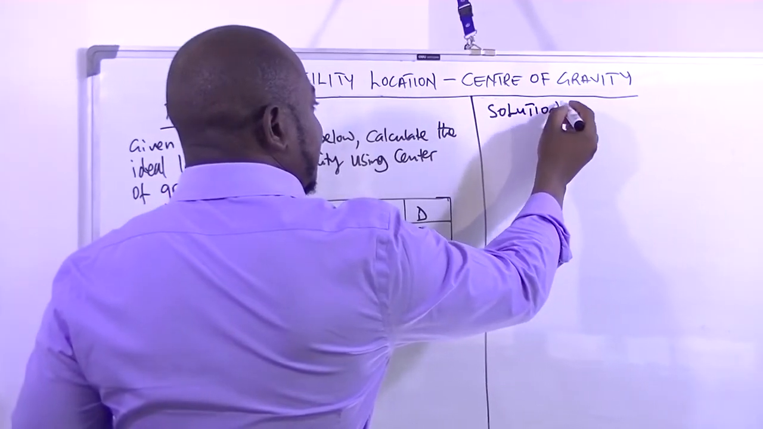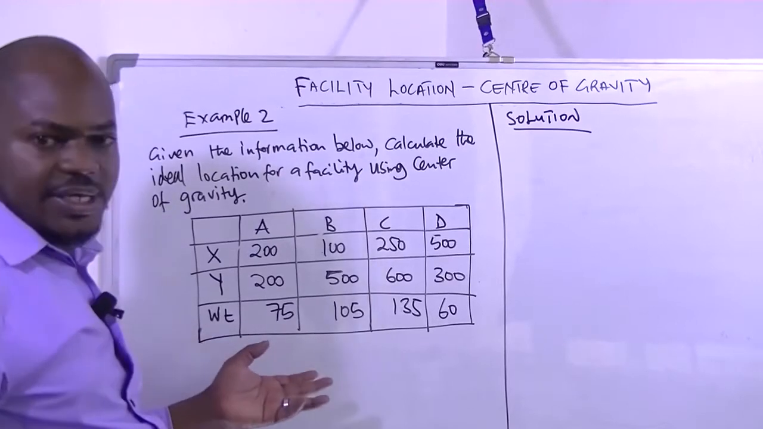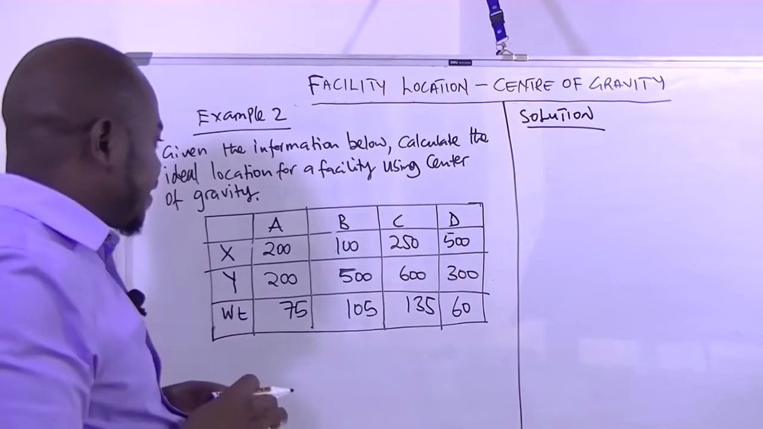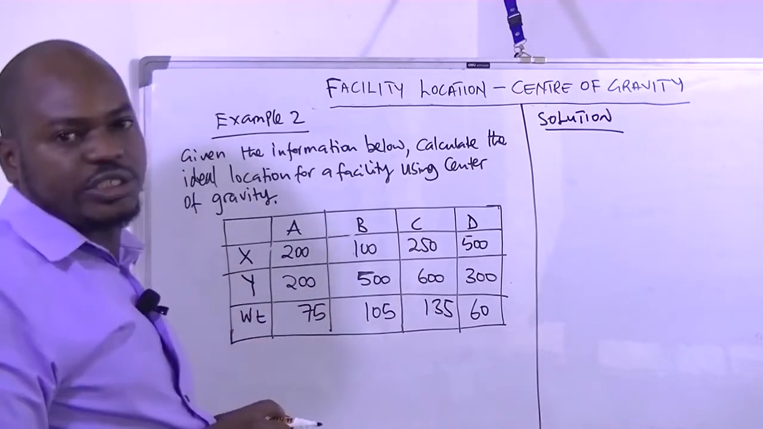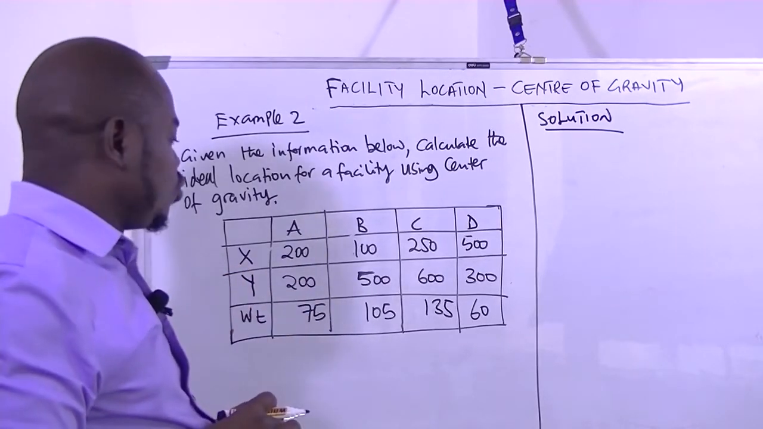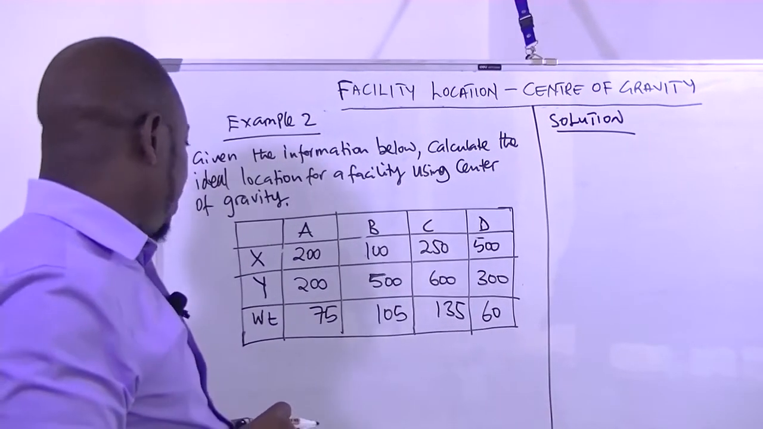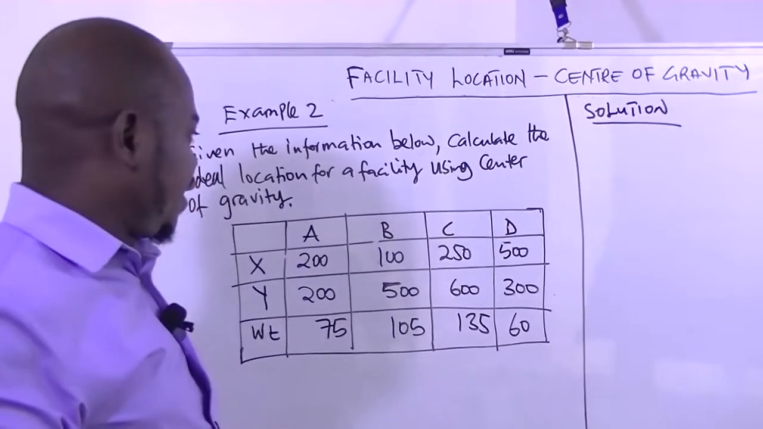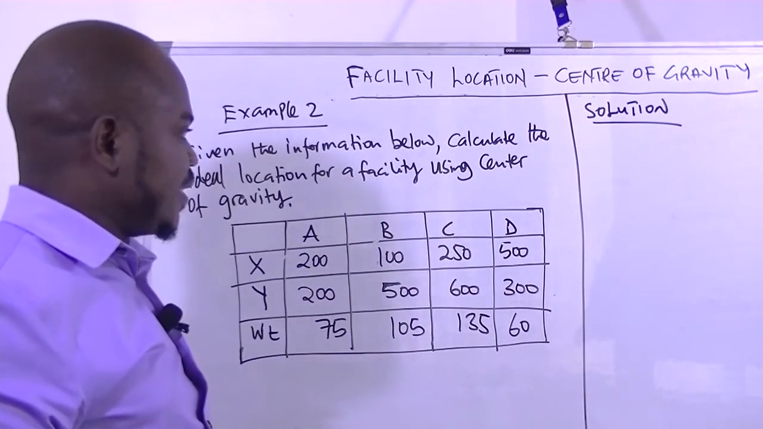The first thing is you need to know how to calculate your x and your y. It is that x and y that will determine the ideal coordinate. So here it's basically calculating the x weighted and the y weighted with regard to these four facilities.